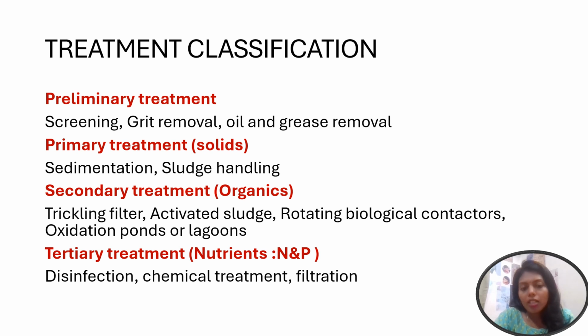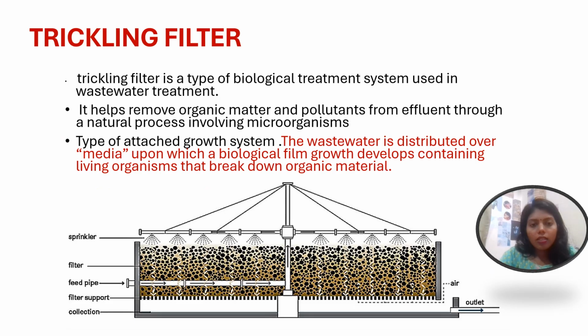So we are going to discuss more on trickling filter and activated sludge, which come under the secondary treatment classification. Trickling filter is a type of biological treatment system. Why the name biological treatment system? Because using microorganisms, it helps to remove organic matter, dissolved organic matter and pollutants from the effluent. And that's why it is also called an attached growth system.